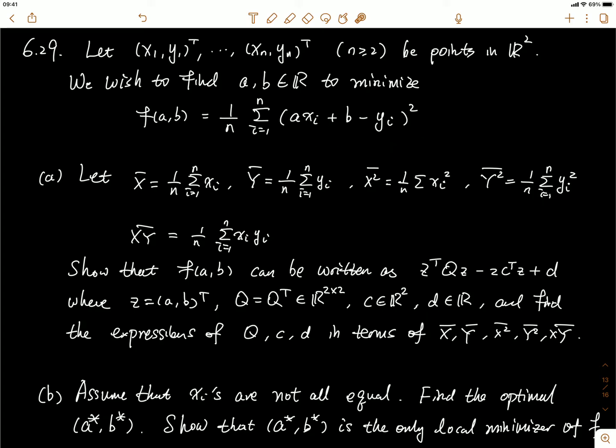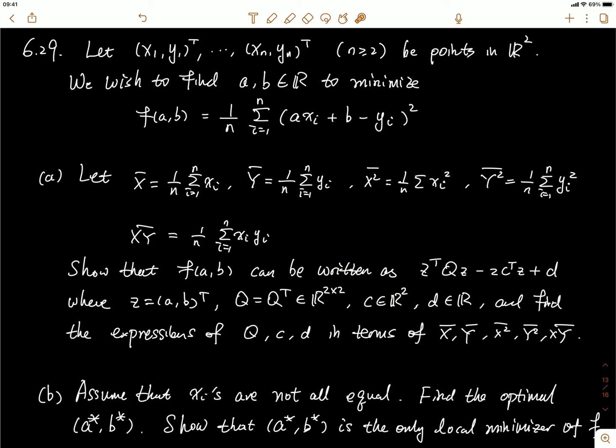So we want to find this a and b that can minimize this f. The question gives us some constants or short notations. They say x bar means the average of xi, so just take the average of the xi's. The y bar means the average of yi. The x squared bar means the average of xi squared. And also y squared bar is the average of yi squared. And also xy bar means the average of the xi yi, so take the sum of xi yi, then average it.